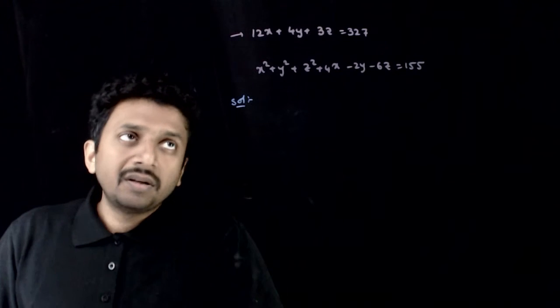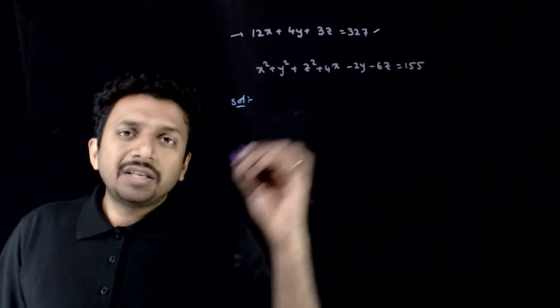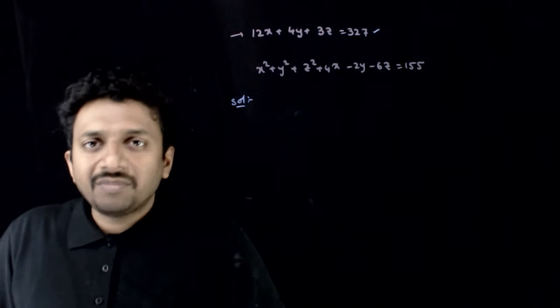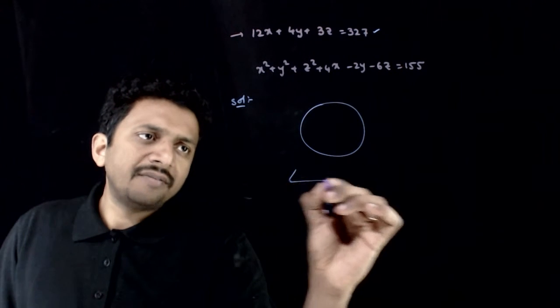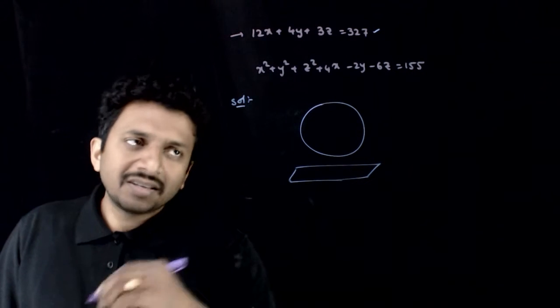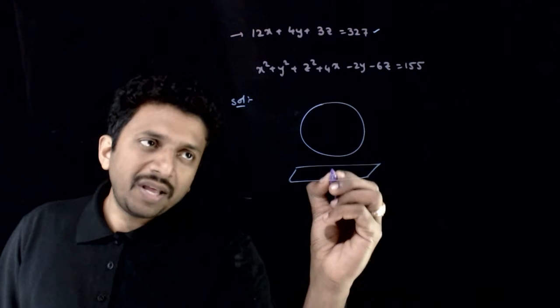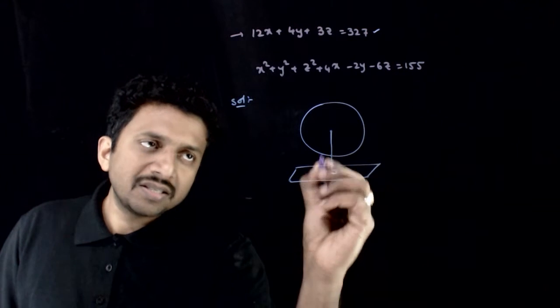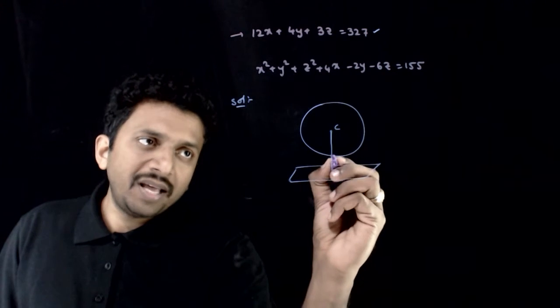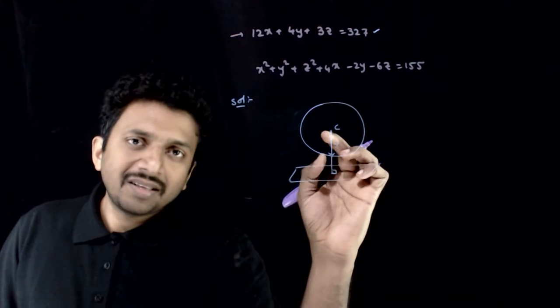So welcome students, you're asked to find the shortest distance of this plane from this sphere. If you have a sphere and a plane like this, the shortest distance of the plane from the sphere will be equal to the perpendicular distance from the center onto this plane minus the radius of the sphere.